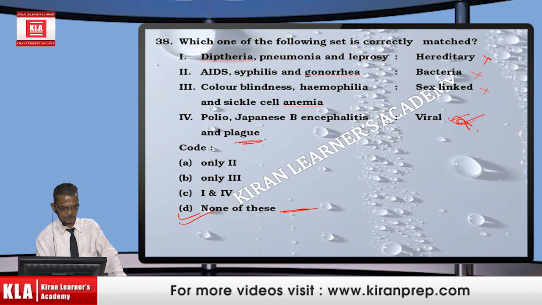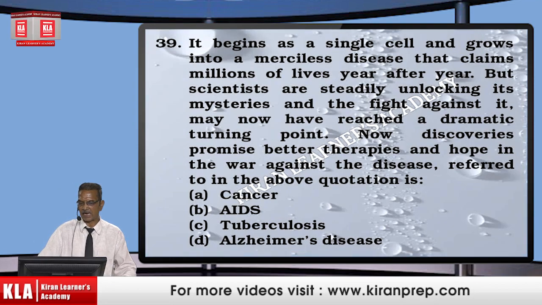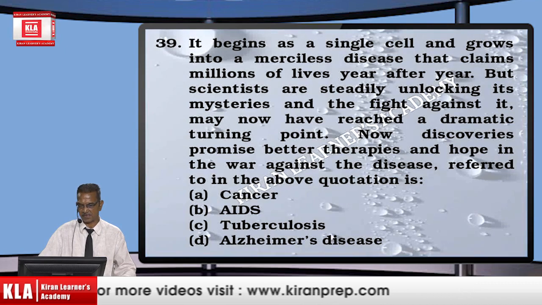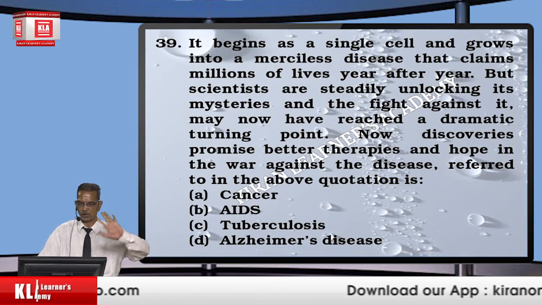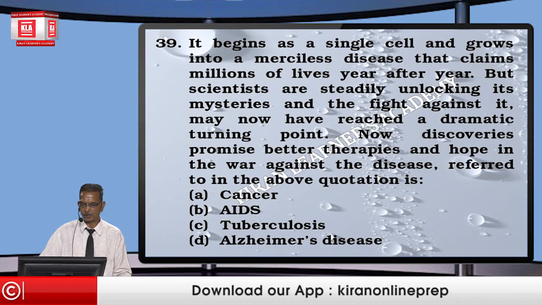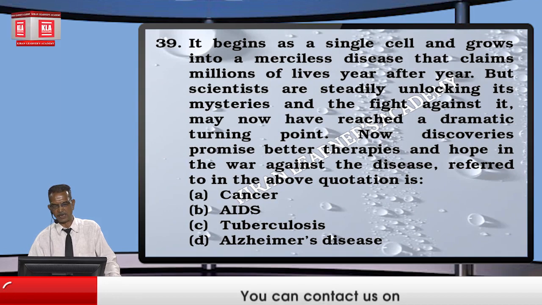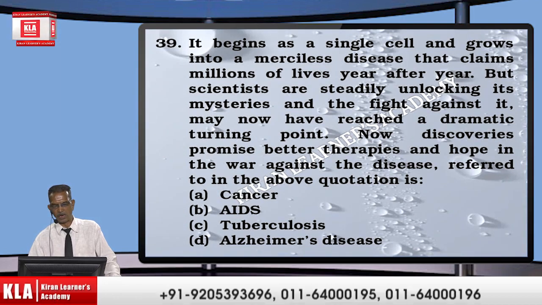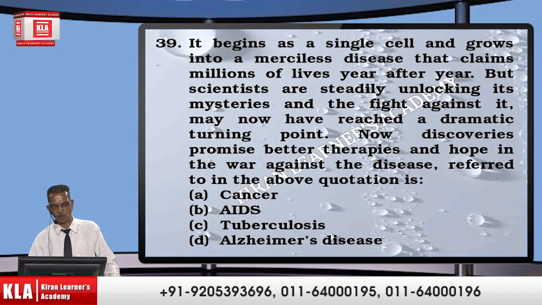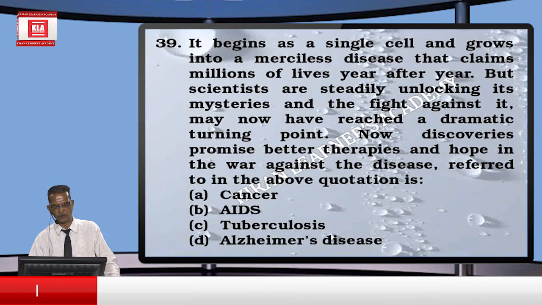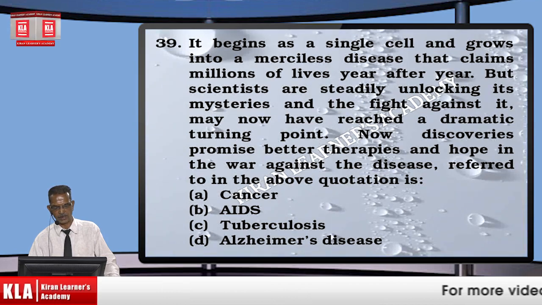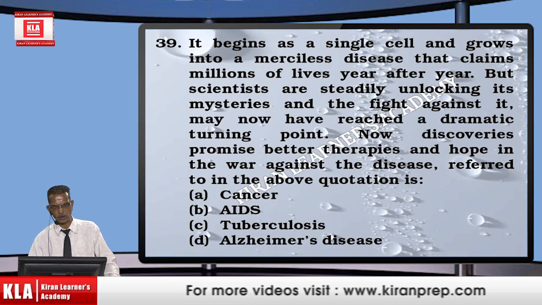Next. It begins as a single cell and grows into a merciless disease. Merciless disease means not worried about you. That claims millions of lives year after year, but scientists are steadily unlocking its mysteries, and the fight against it may now have revealed a dramatic turning point. Now discoveries promise better therapies and hope in the war against the disease. The disease referred to in the above quotation is cancer, AIDS, tuberculosis, or Alzheimer's disease.